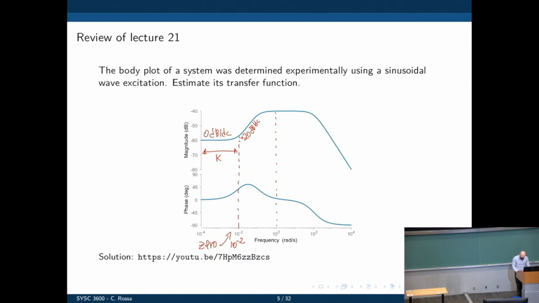No, that's a bit of a stretch. I think it's 10 to the power of negative 1, maybe. Around, yeah, that's more realistic. Around here, 10 to the power of negative 1. We see that something happened there because the slope now has changed.